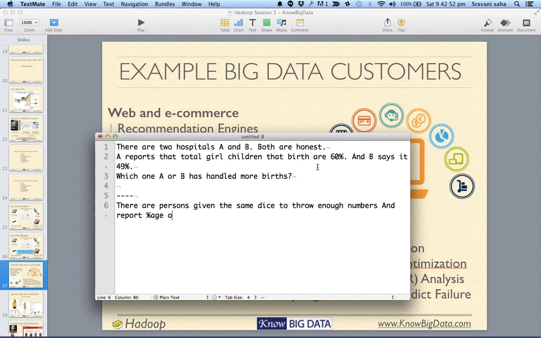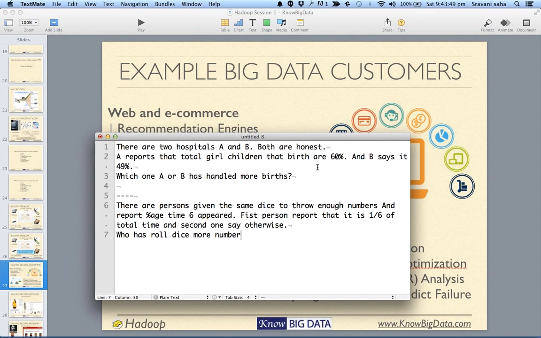and report the percentage of times 6 appeared. One person reports that it is a total of 1 by 6th of the total times, while the second one says otherwise. So which one out of the first or second has rolled the dice more number of times?